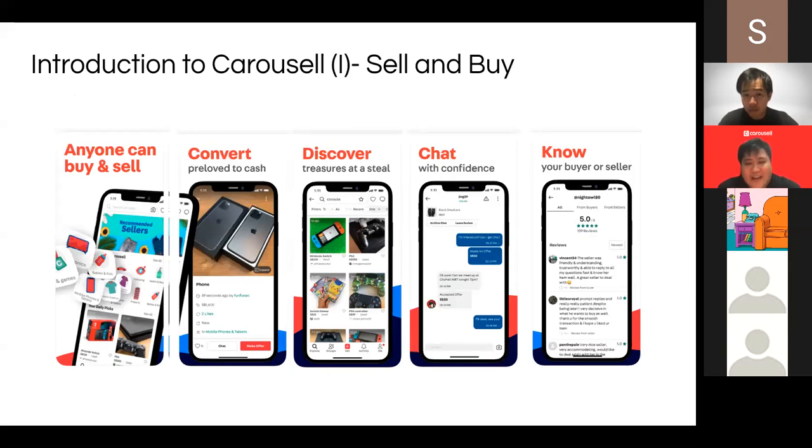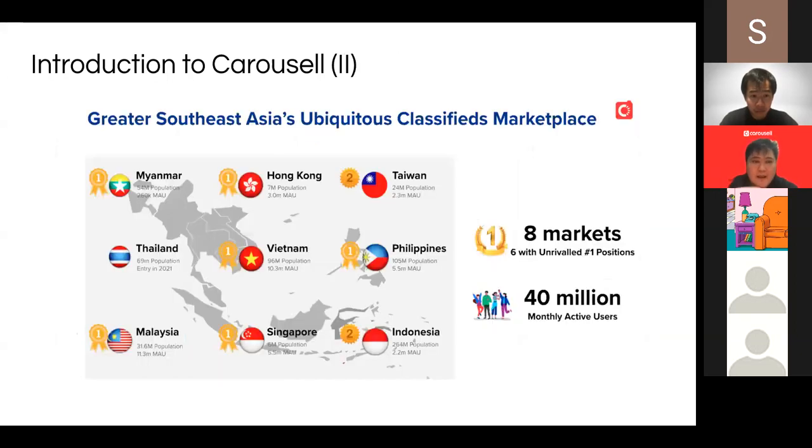Before we go there though, just a quick introduction to Carousell. Most of you are Singaporeans, so I'll jump through this quickly, but it's basically a two-sided marketplace. I took this off the App Store, that's why it looks so nice. Anyone can buy or sell. You can sell your pre-loved items, get cash back, discover secondhand items to buy, and then you chat with one another. We also have a reputation system so that over time you get to know who your buyer or seller is, and they get their trust built up.